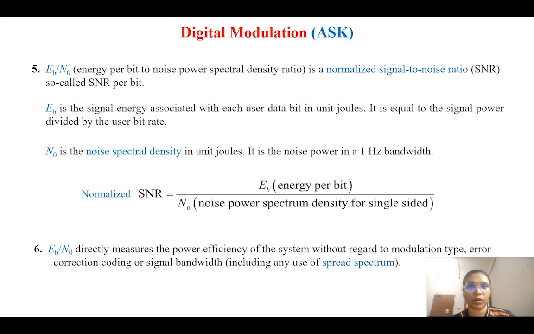Energy per bit to noise power spectral density ratio is a normalized signal to noise ratio, also called SNR per bit. Eb is the signal energy associated with each user data bit in units of joules. It is equal to the signal power divided by the user bit rate. N0 is the noise spectral density in units of joules. It is the noise power in 1 Hz bandwidth. Normalized SNR equals Eb over N0. It directly measures the power efficiency of the system without regard to modulation type, error correction coding or signal bandwidth, including any use of spread spectrum.